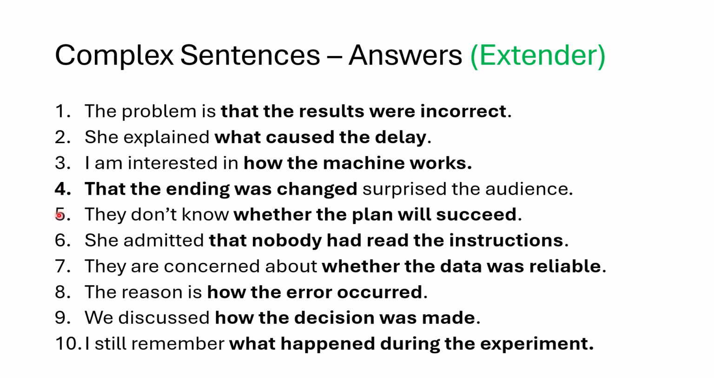5. They don't know whether the plan will succeed. 6. She admitted that nobody had read the instructions. 7. They are concerned about whether the data was reliable. 8. The reason is how the error occurred. 9. We discussed how the decision was made. 10. I still remember what happened during the experiment.